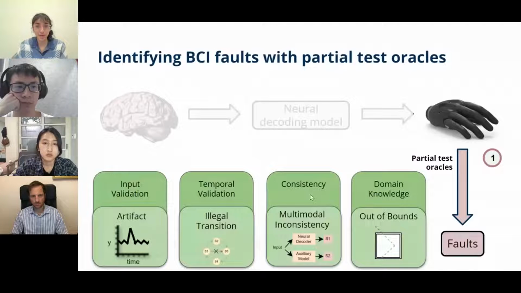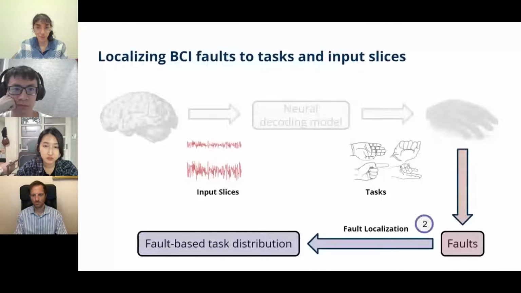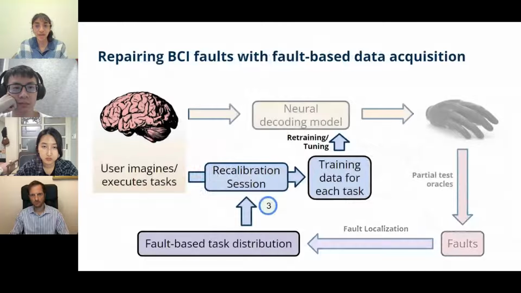Once faults are identified, fault localization is used to produce a fault-based task distribution. More specifically, we localize faults to tasks and input slices to understand the co-occurrence of each fault with each task that the BCI can perform. Finally, this task distribution is used to guide data acquisition in a recalibration session, as the clinician can now focus on tasks that co-occurred with the BCI's faults at higher frequency. The resulting training data that the model is retrained on is thus weighted more heavily on the tasks that the BCI had a hard time performing well on.